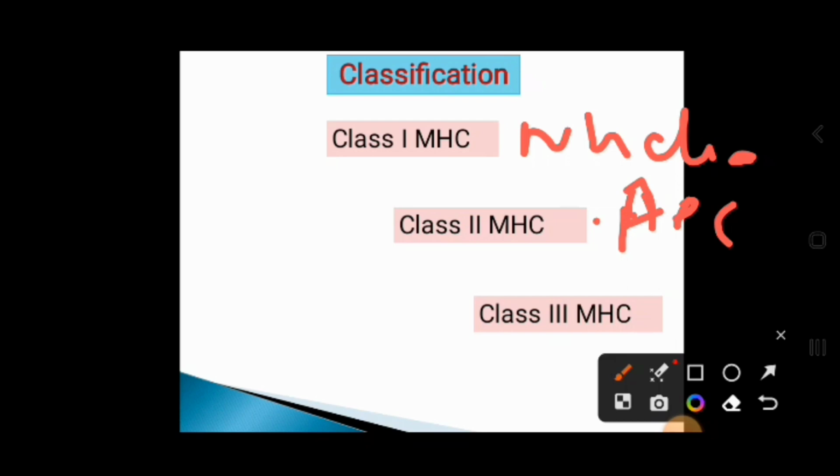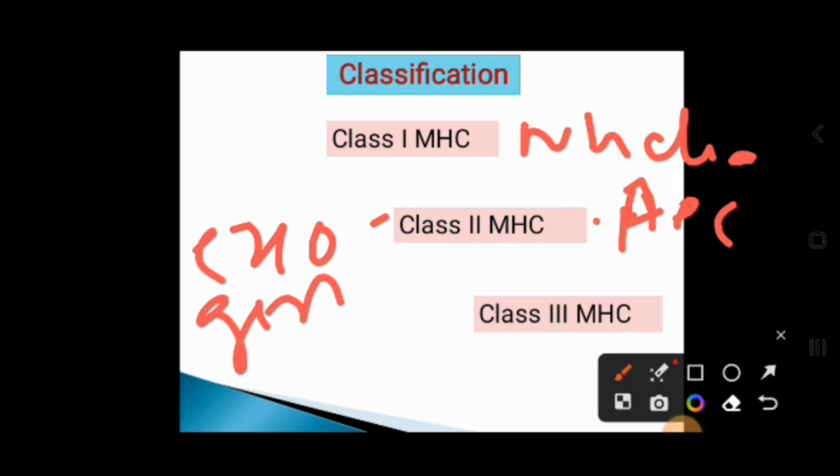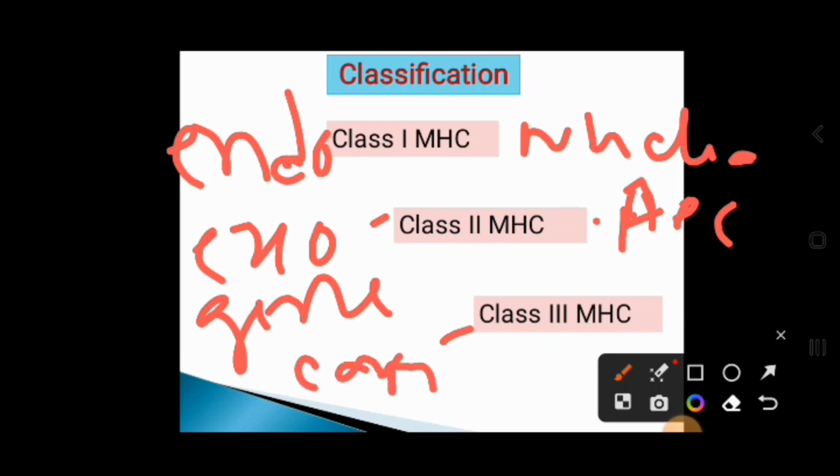Class 1 MHC presents the endogenous peptide antigen, whereas class 2 presents the exogenous peptide antigen. But the class 3 MHC molecules do not have any role in antigen presentation. Rather, they are involved in complement activation, and also in the inflammation that is caused by cytokines and tumor necrosis factor.